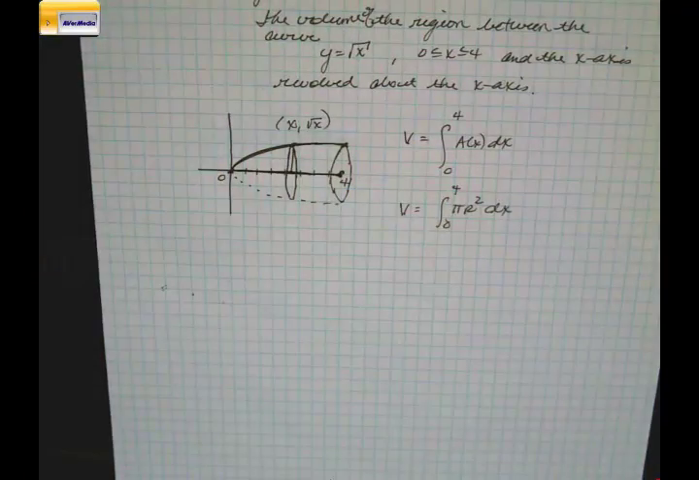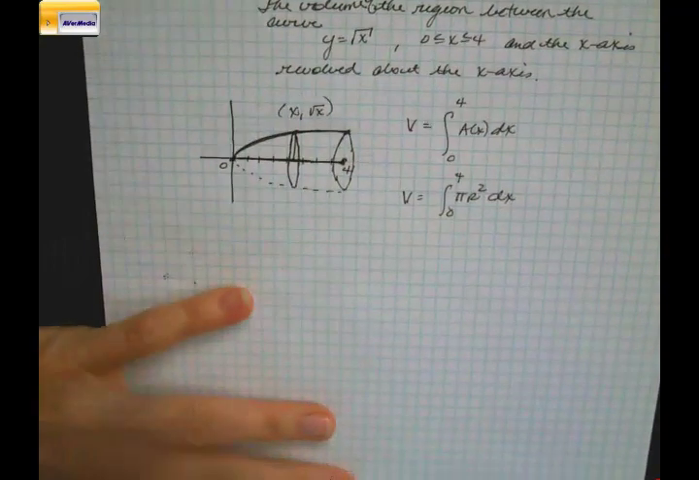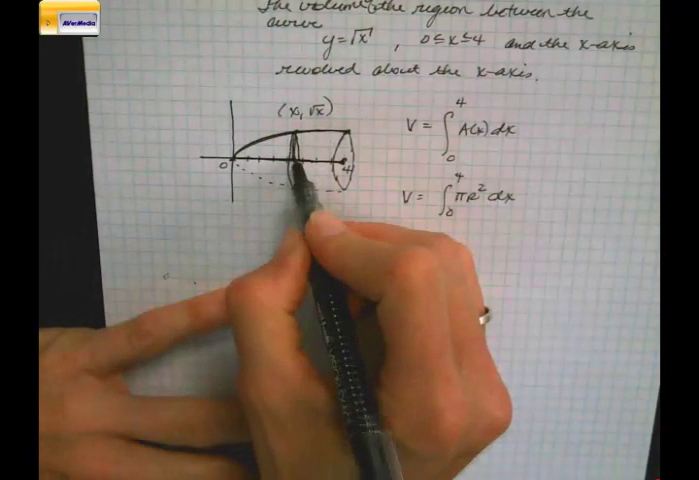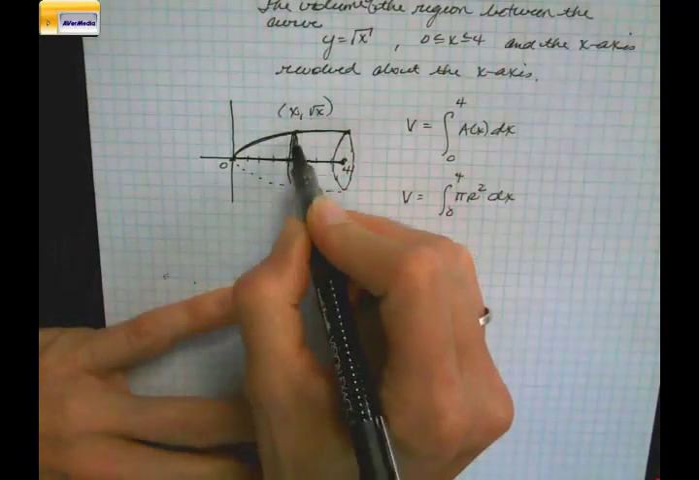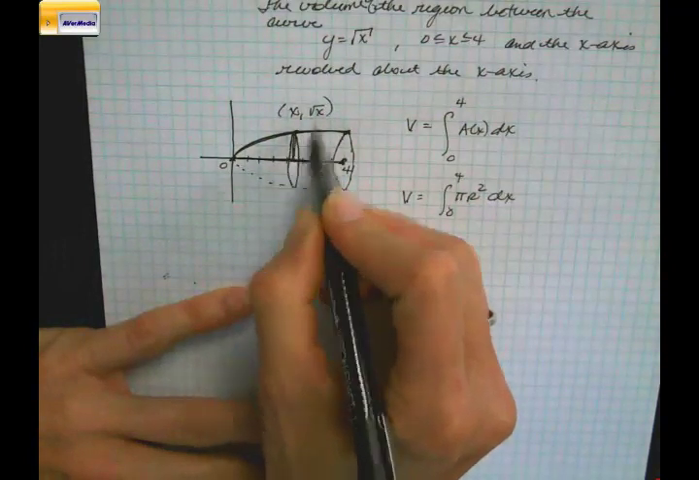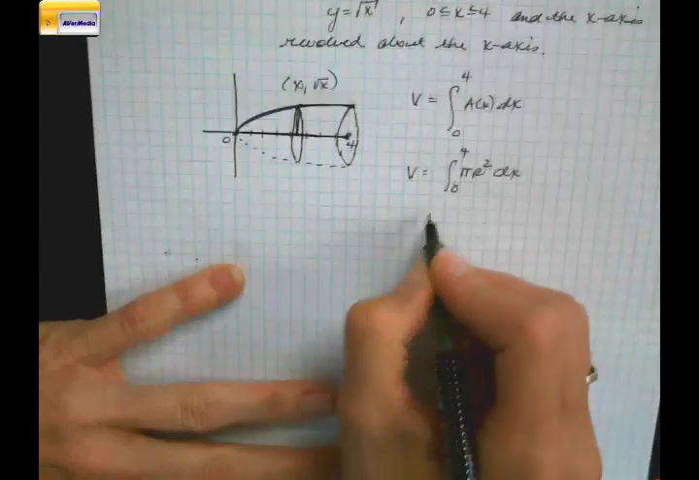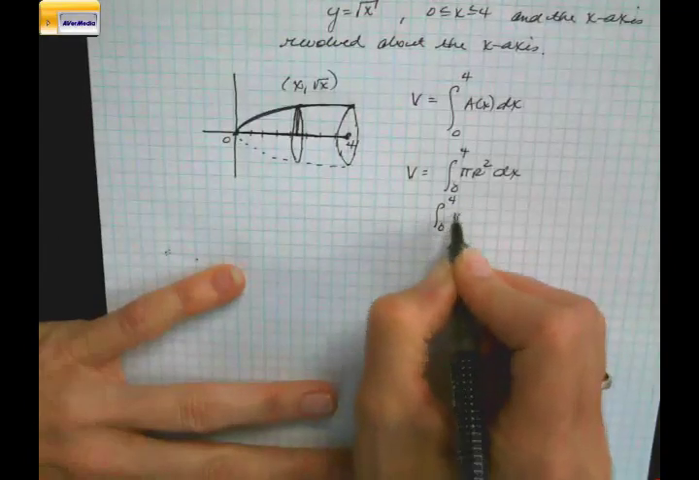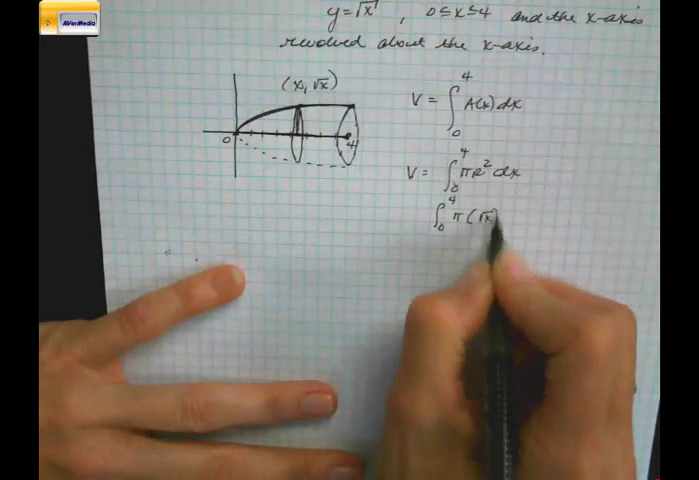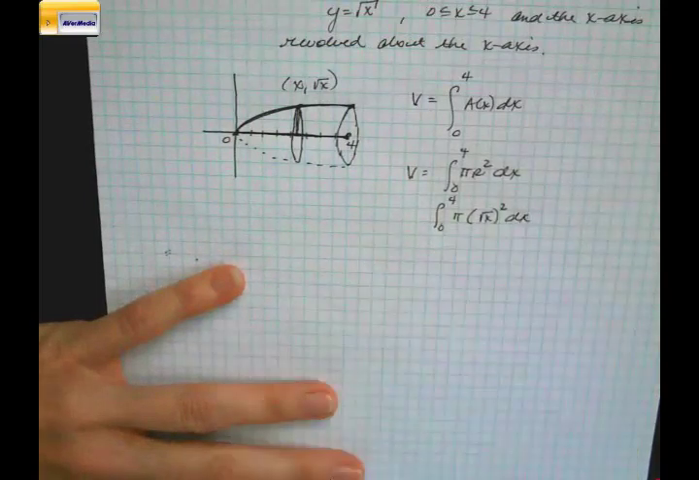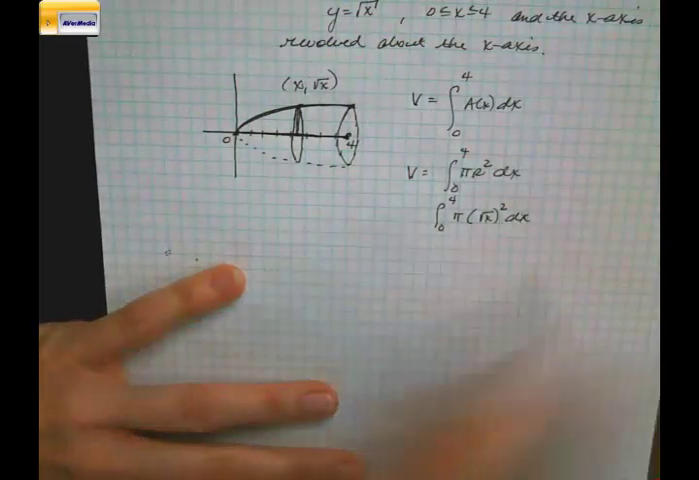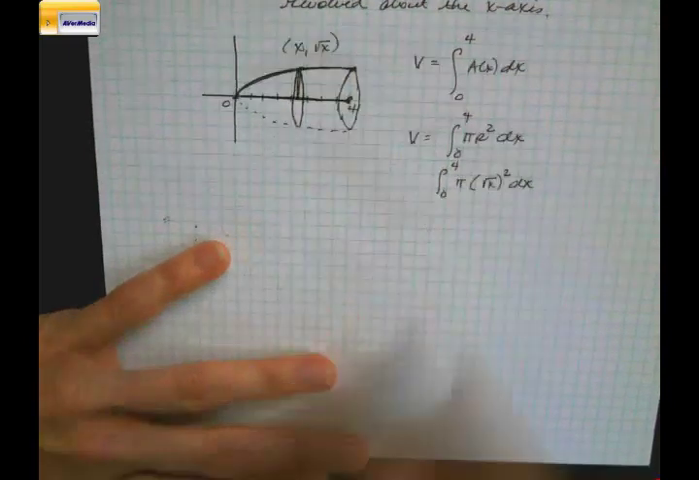So what is the radius of each one of these slabs? Square root of x. It's this height right here, which is the square root of x. The radius is this height, which is the y value, which is the square root of x. So you're integrating from 0 to 4 of pi times the square root of x squared dx. And this will give you the volume of that three-dimensional object.